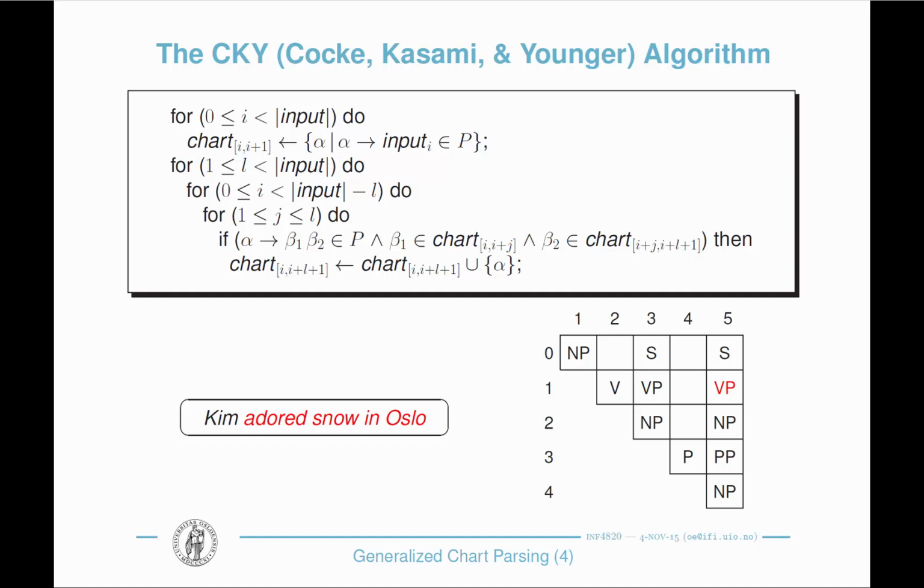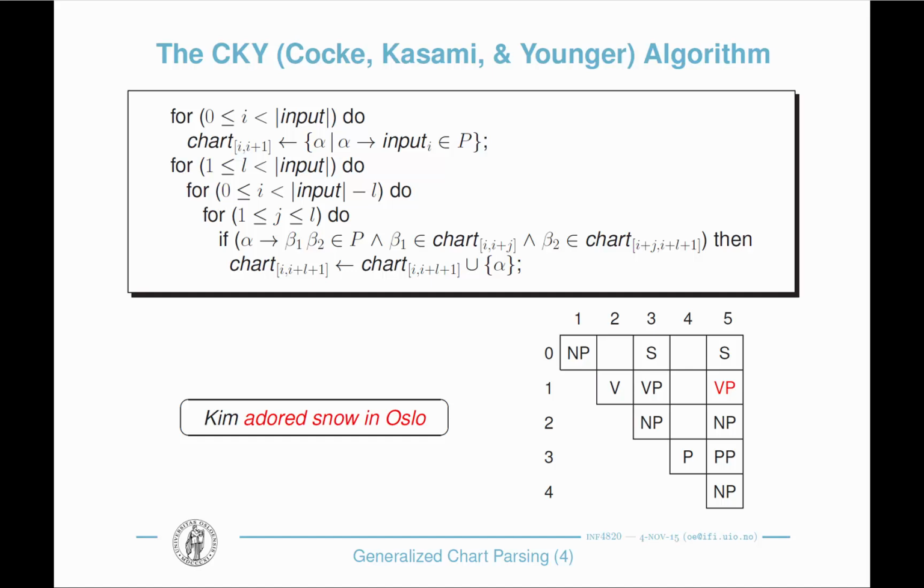And this NP cell here corresponds to 2, 2, 5. 0, 1, 2, 2, 5, snow in Oslo. So this VP and this NP actually overlap in terms of the substrings. As a rule of thumb, to combine two cells, the row index of the second cell needs to be the column index of the first cell. That's how they sort of add up to a larger substring.